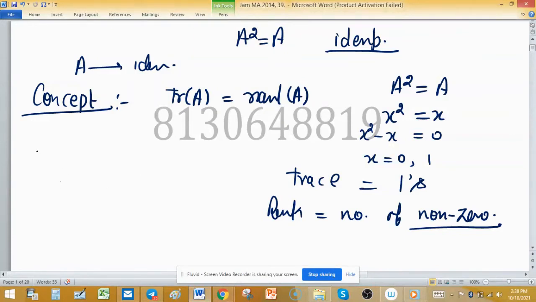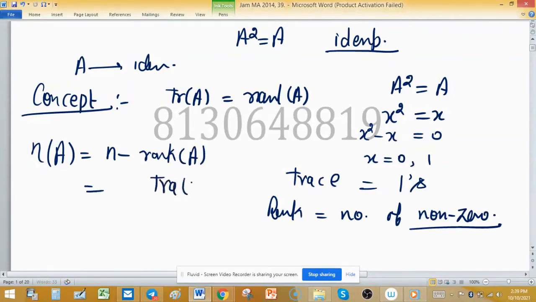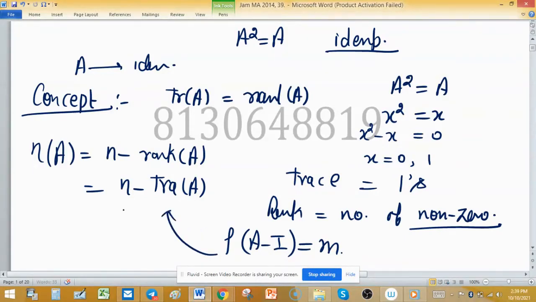Now try to find the relation. Nullity of A equals n minus rank of A, and for rank of A I can substitute trace of A, because A is an idempotent matrix. The given condition is that rank of A minus identity matrix is M. So I want to form the relation in the same A minus I form.